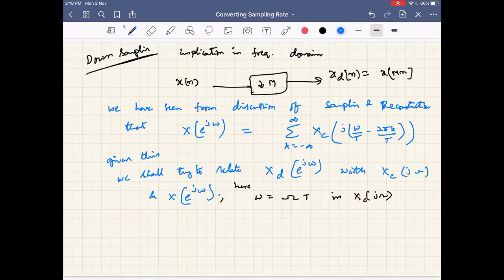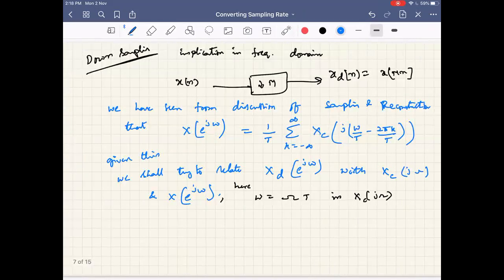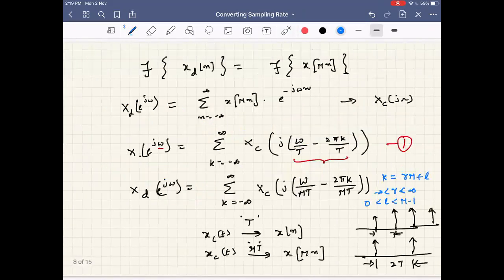Please note a small correction here. There is a 1 by T term, a constant term, that is missing in the previous discussions. Please note and add that. The discussion was done without taking care of the scaling term, the 1 by T term. So please note that in every expression that is what was missing.